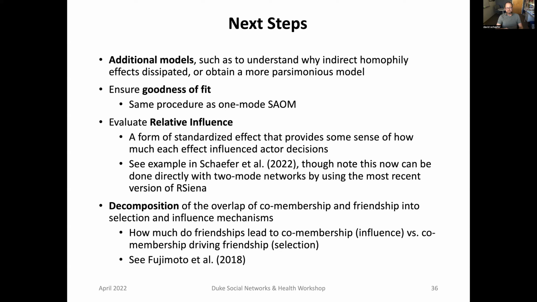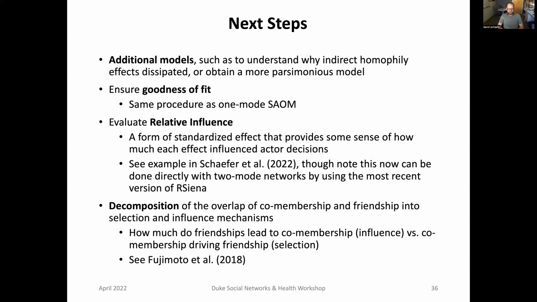We also want to test for goodness of fit, just like with one-mode Siena models. Check that. We can estimate the relative influence. That's fun to do. It's a way to get the equivalent of standardized effects, where we want to know how much each effect contributes to the changes that we observe in the networks.